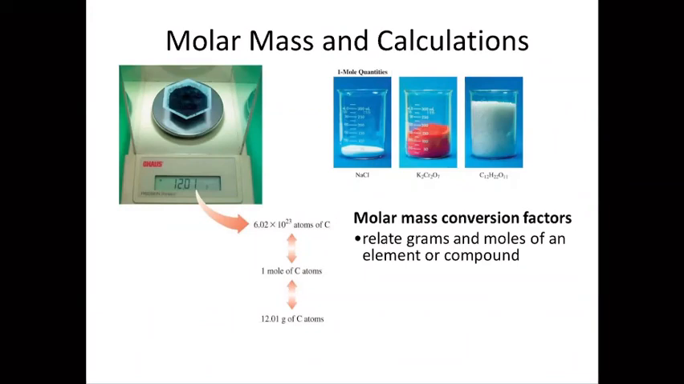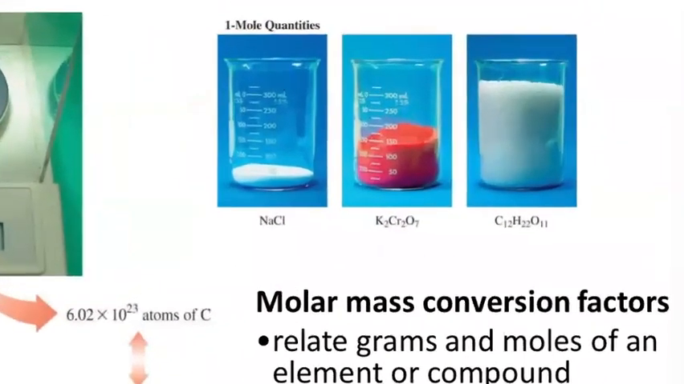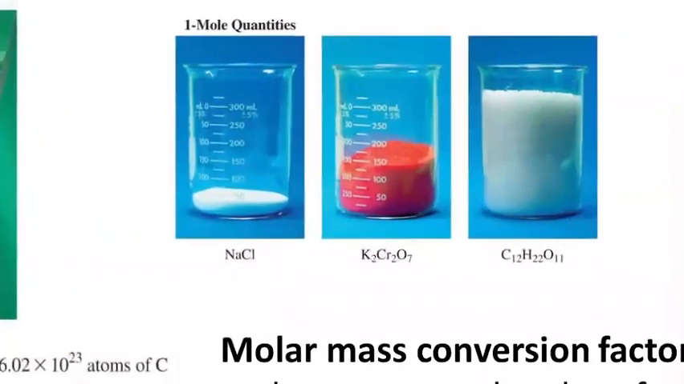When it comes to molar mass and calculations, understand that mole quantities, when we look at them visually, and these are different beakers with different compounds, we can actually see that as the number of atoms in our chemical formula are increasing, the amount of solid is increasing. And that is because molar mass takes into account the atomic mass of every element in the molecule.